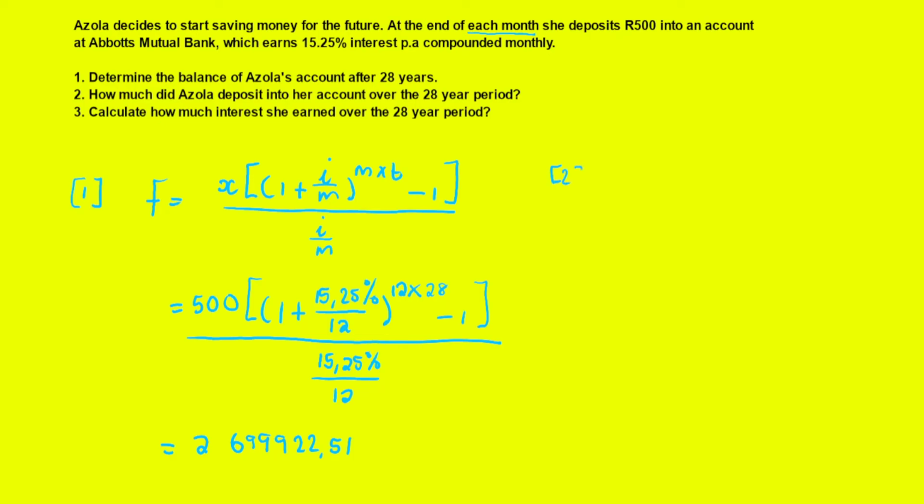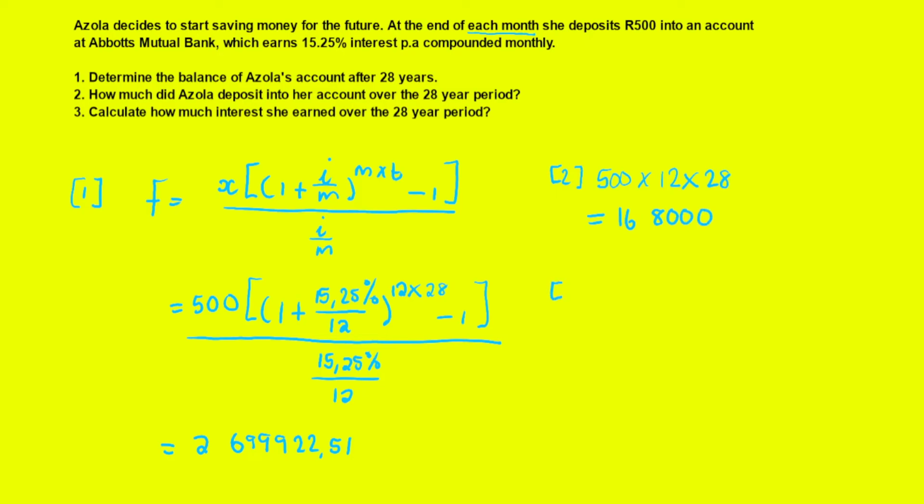Question number 2. How much did Azola deposit into her account over 28 years? Well, she used to deposit 500 rand every month. So there are 12 months in a year for the next 28 years. If you whoop that in your calculator, you will get a wholesome amount of 168,000.